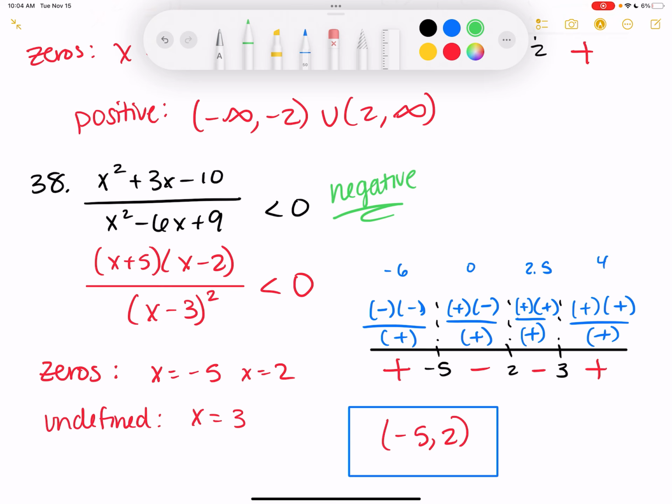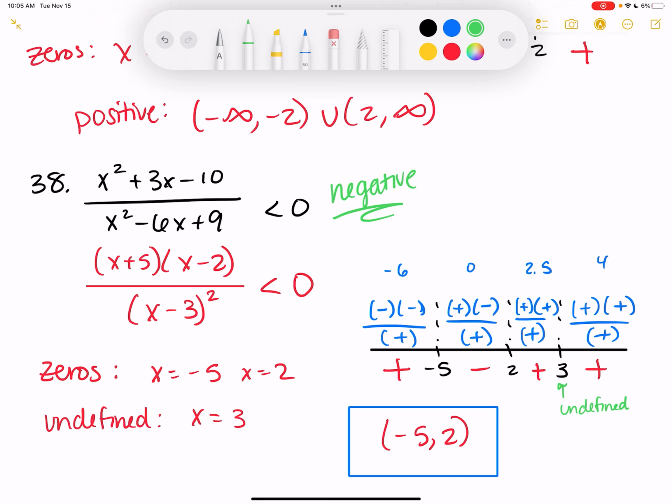Y'all found an answer yet? What do we get? For the zeros, x is negative 5 and x equals 2, and then x equals 3 is undefined. And for the negatives, I don't know if this is right, I got negative infinity to negative 5 union negative 5 to 2. I don't think that's right.